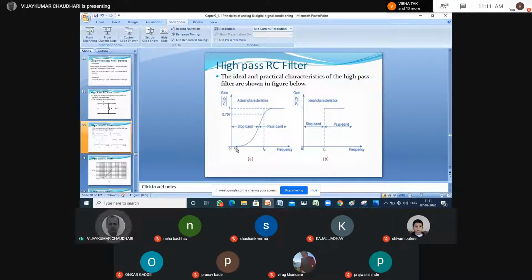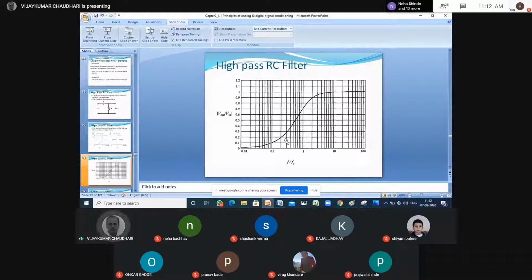So in this characteristic we see that this is the stop band and this is the pass band, and we define the cutoff frequency in practice as the frequency corresponding to output V out upon V in to be 0.707, or 1 by root 2. So this frequency corresponding to 0.707 is taken as cutoff frequency. Definition will be similar to that we have defined already in low pass filter.